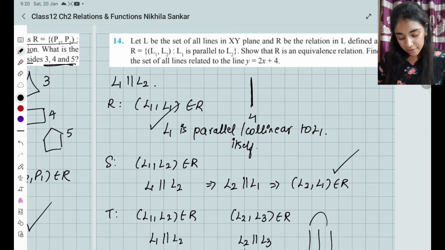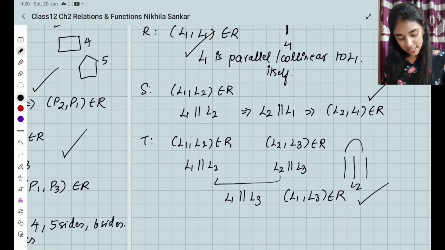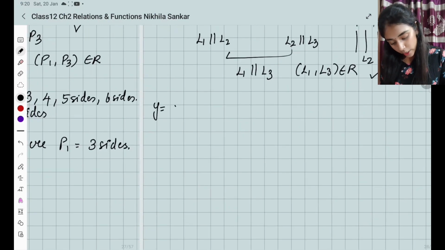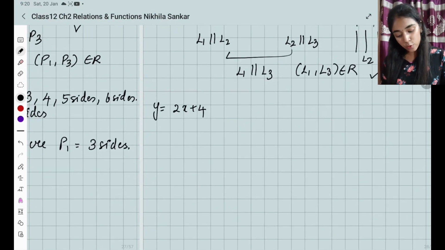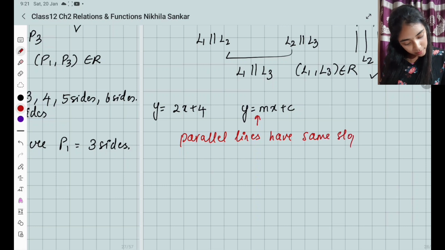வேற என்ன கொடுத்திருக்கான்? Find the set of all lines related to the line y equals 2x plus 4. So இப்போ line என்ன கொடுத்திருக்கான்? You have y equals 2x plus 4. நமக்கு என்ன தெரியும்? Y equals mx plus c is the general equation where m is the slope. What do you know about parallel lines? Parallel lines have same slope. இந்த இடத்துல c ங்கிறது என்னது? It is the y-intercept.